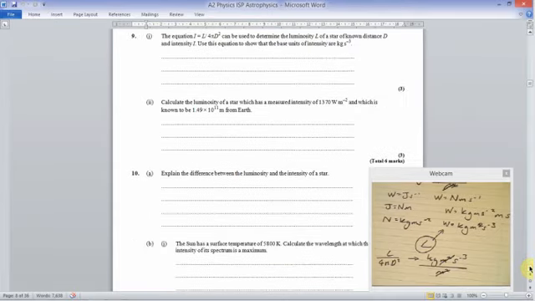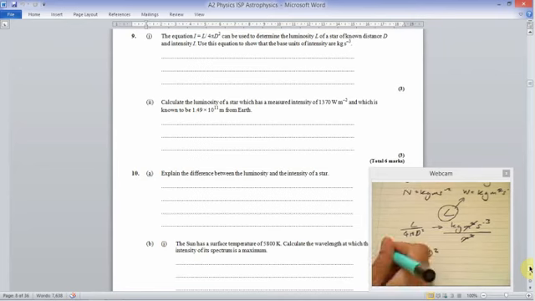Calculate luminosity of a star with intensity 1370 and the distance of 1.49 times 10 to the 11. Okay, so it's pretty straightforward. All you need to do is to rearrange the equation. So you end up with L is equal to I times by 4 pi d squared, and then sub in your values, and then what you should end up with is about 3.8 times 10 to the 26.